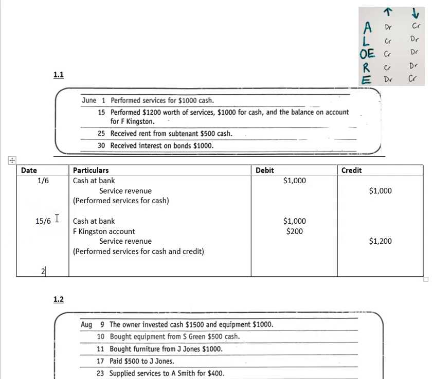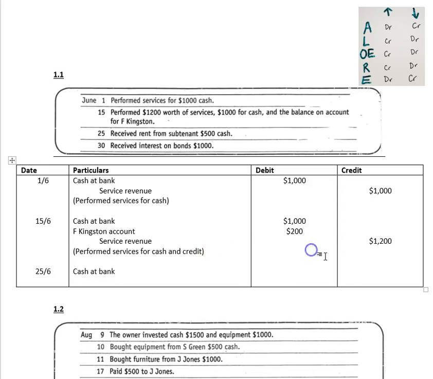Okay, so rule off, leave a line, 25th of the 6th for the next one. And we received rent for $500 cash. Now again, rent is a revenue going up as a credit. They got cash, which means that all of this is going to go to cash at bank. And cash at bank, we had $500. That doesn't look like it's lined up. It's not. Okay, and the other one, it's not service revenue this time, it's rent revenue.